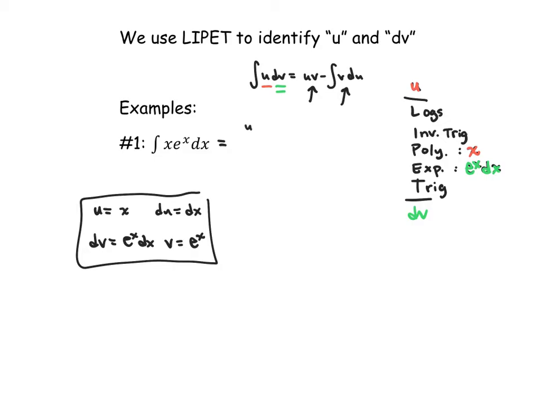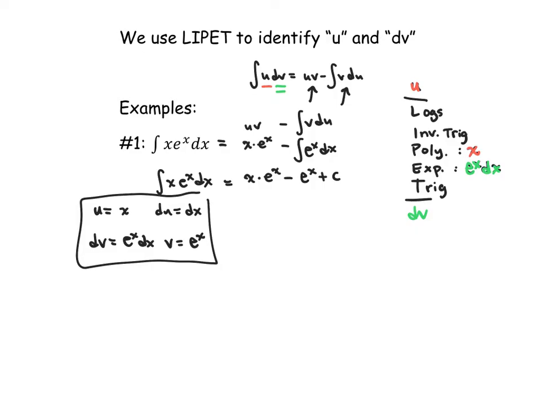So what would u times v equal? Well, that would be x times e to the x minus the integral of v du. That would be the integral of v, which is e to the x, times du, which is dx. So I have nothing to do for uv, but I have to integrate e to the x dx, which is e to the x. And since this is an indefinite integral, I just leave my answer right like that.